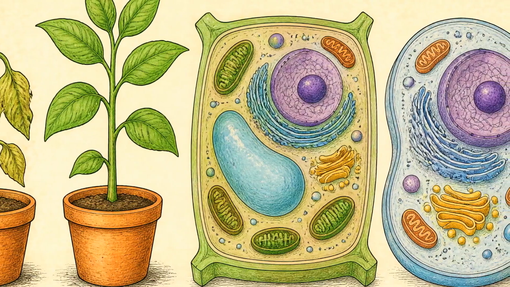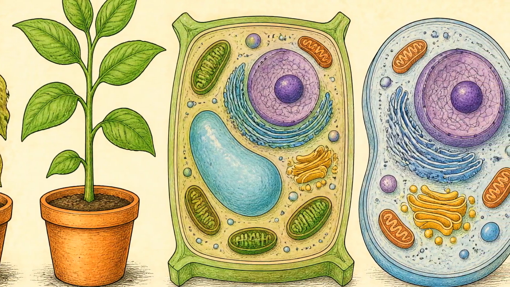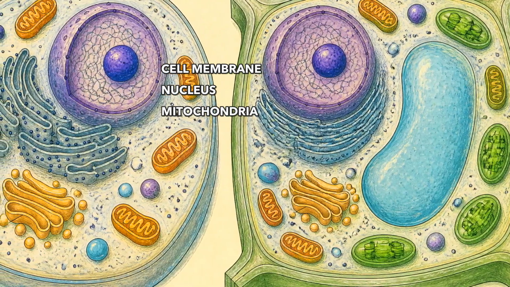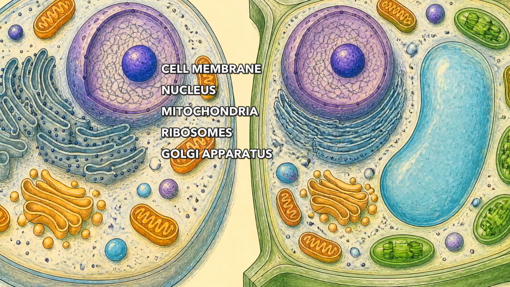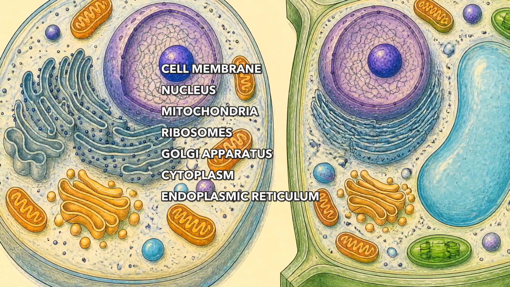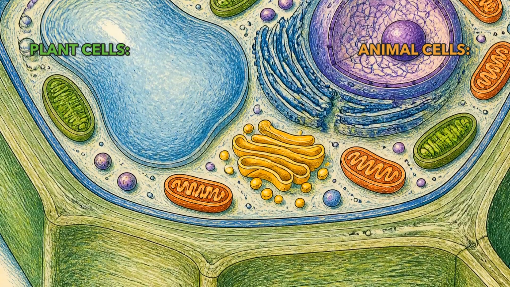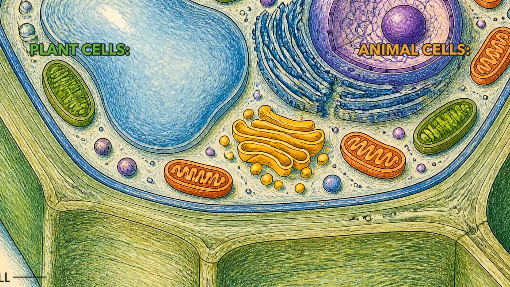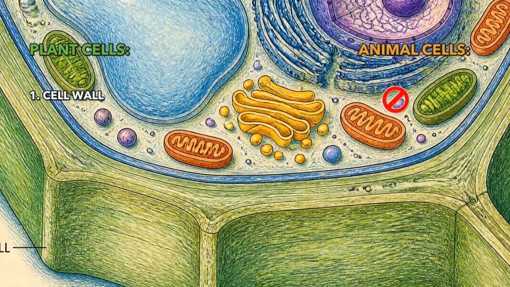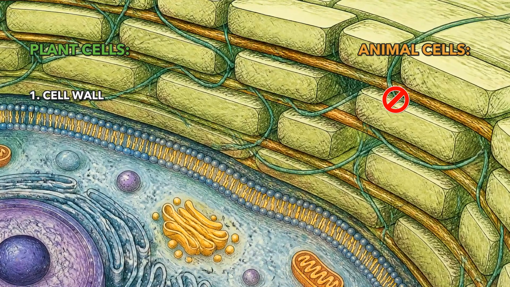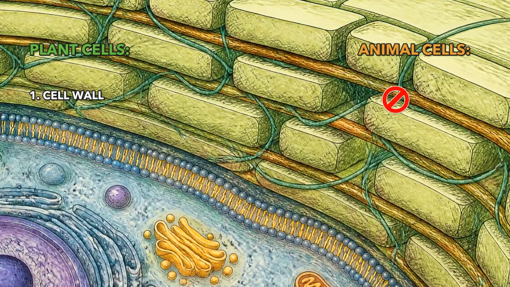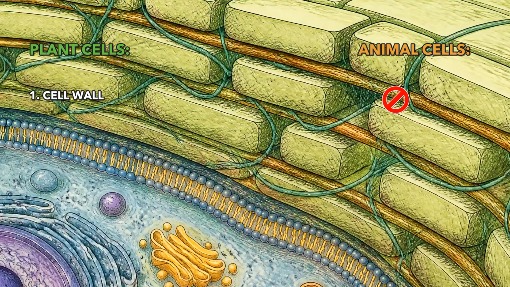Plant and animal cells have many structures in common. Both contain a cell membrane, nucleus, mitochondria, ribosomes, Golgi Apparatus, cytoplasm, and endoplasmic reticulum. But plant cells have three important features that animal cells do not. The first is the cell wall. Unlike the flexible cell membrane, the cell wall is a rigid outer layer made mostly of cellulose. It provides strength, support, and protection.